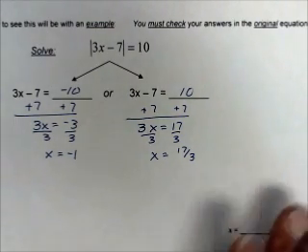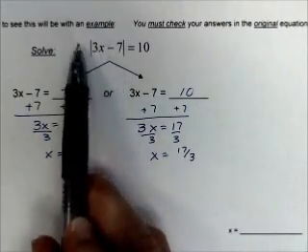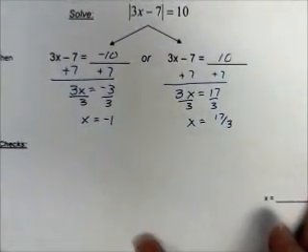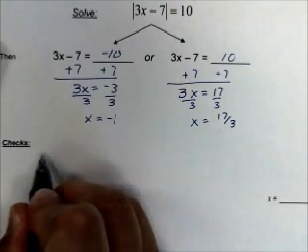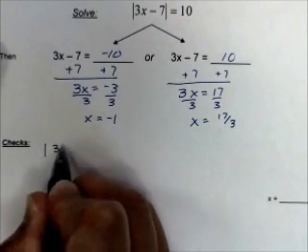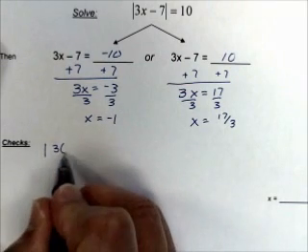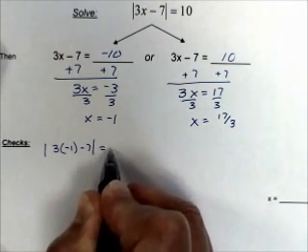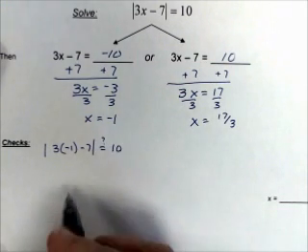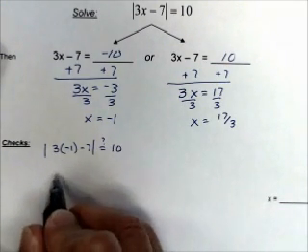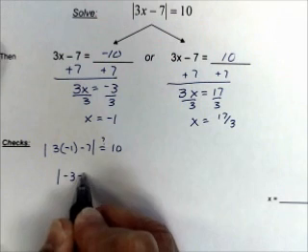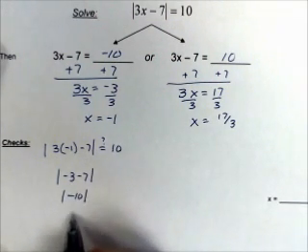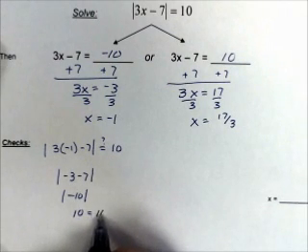Now we must check back into the original. So we're going back to our original absolute value equation and checking our two values for x. So the absolute value of 3 times, I'll replace x with -1 first, subtract 7. Does that equal 10? 3 times -1 is -3. -3 minus 7 is -10. And the absolute value of -10 is 10. So 10 equals 10.